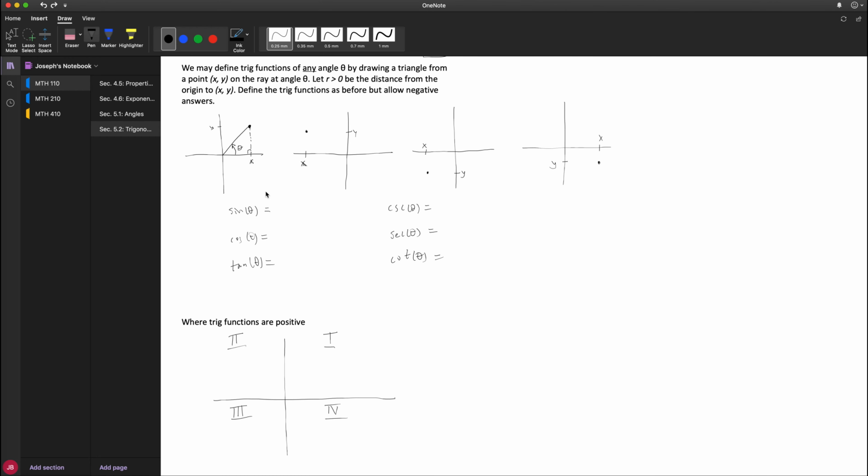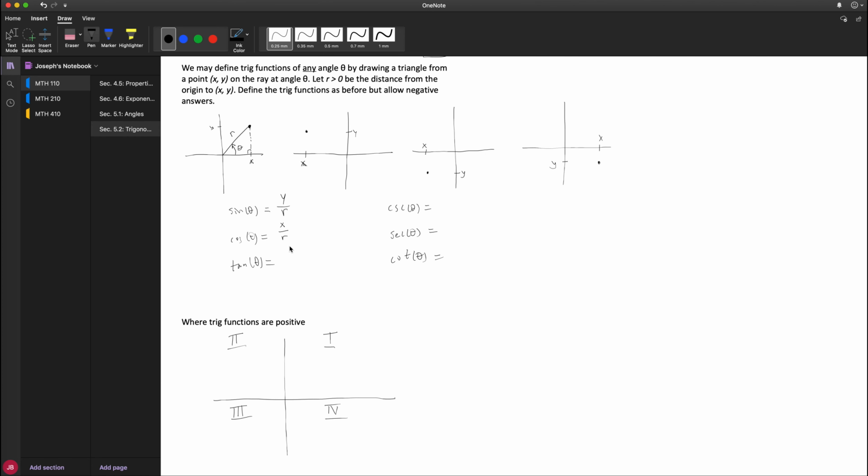To define the sine of this angle, well, I need this length here, which is the opposite leg. Well, that's just the height of this point, which is y. And I need to divide by the hypotenuse, and we're going to call this r. You'll notice I say here, let r, which is a positive number, be the distance from that point to the origin. So I get y over r. Similarly, the cosine value is going to be this length right here, which is x, right? That's the x-coordinate of the point, divided by r.